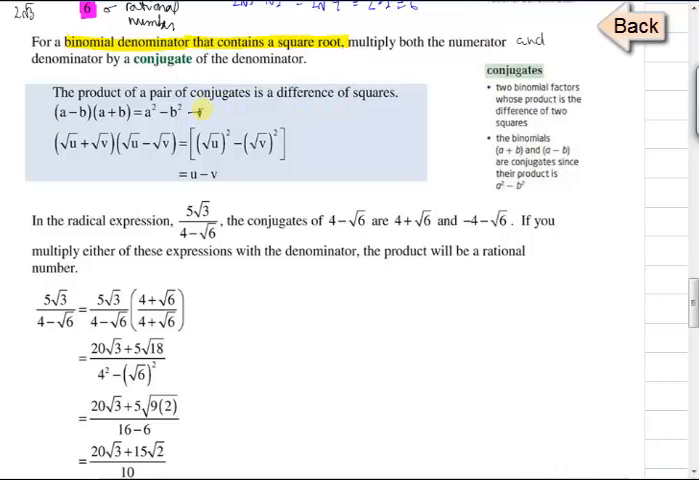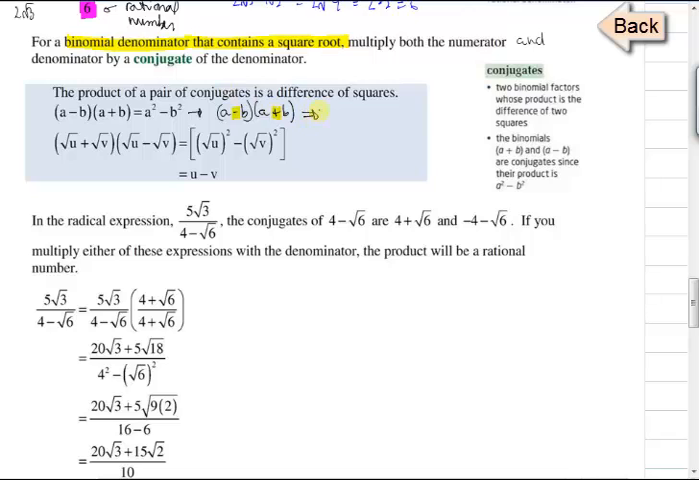So let's take a look at how that happens. We have (a minus b) times (a plus b). Now these are considered conjugates, okay? They share the same term. One sign is minus and one sign is plus. So we have a sum and difference here.